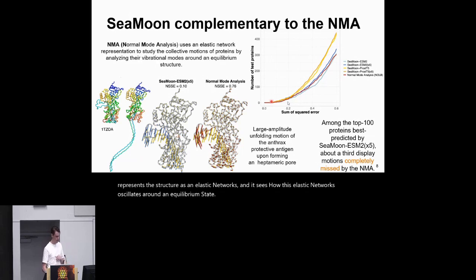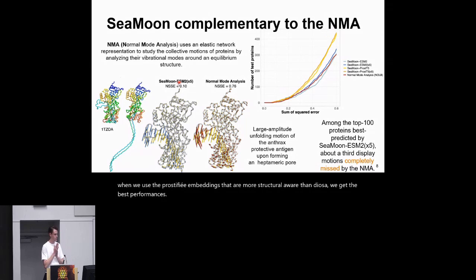So I give here a quantitative assessment of our approach. It's the number of test samples that are found below a certain threshold in loss value. And what we see is that our purely sequence-to-motion approach, in blue, performs similarly to the normal mode analysis. And when we use the ProstT5 embeddings, which are more structure-aware than the others, we get the best performances.